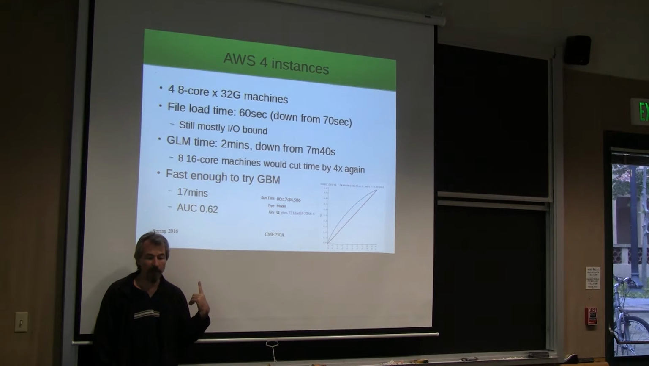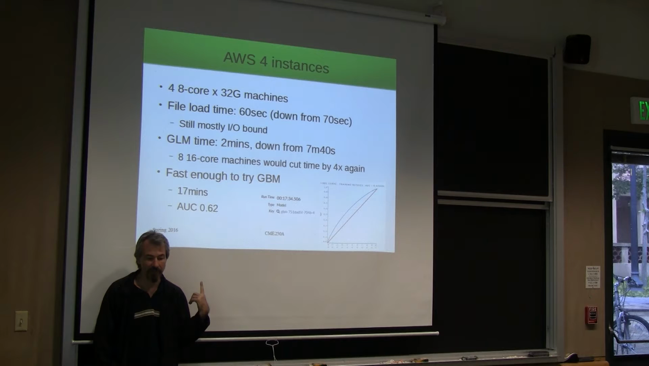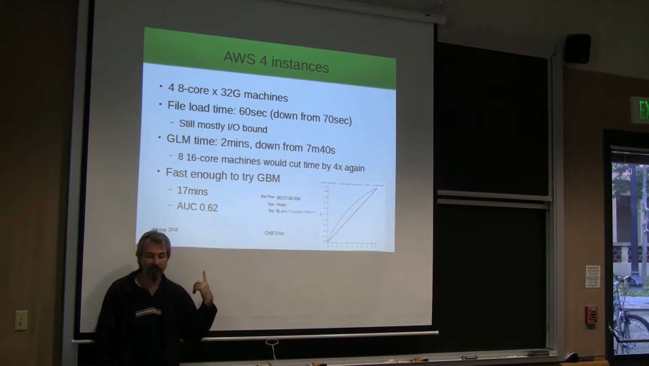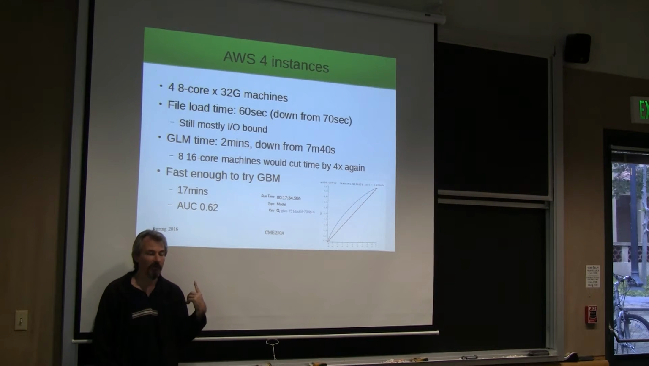But GLM ran about 4 times faster. About 4 times more cores, ran about 4 times faster. Theory says if I bought bigger machines, it would run 4 times faster again. And I have seen this happen, so I know GLM will run faster again. So at that point, it was fast enough I could try some other stuff. I eventually tried a gradient boosted machine, took about 15 minutes, not really much better.